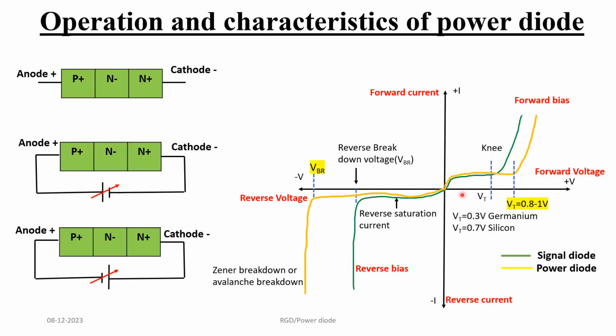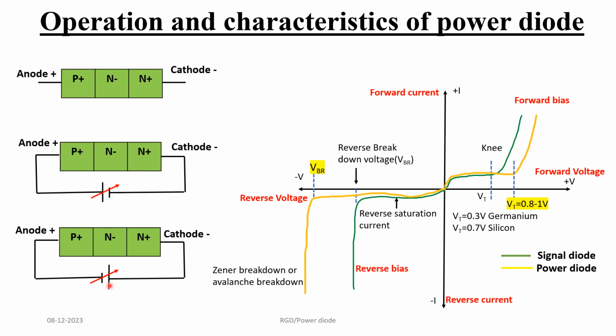The VI characteristic of power diode is almost similar to the signal diode. So if you look at the forward biased condition, when we increase the applied forward voltage, the forward current also increases linearly, which is shown in the yellow line. In forward biased condition, when the anode is positive with respect to cathode, the forward current increases linearly with an increase in the forward voltage.